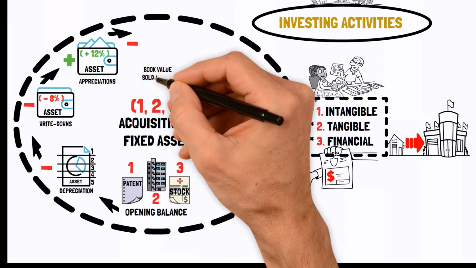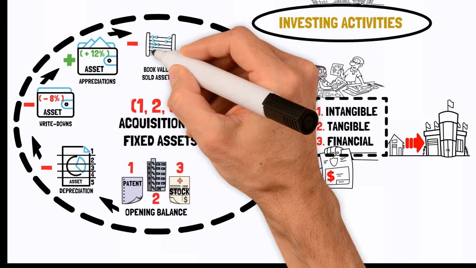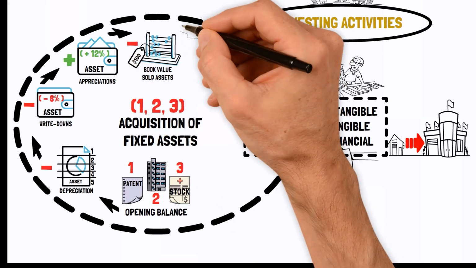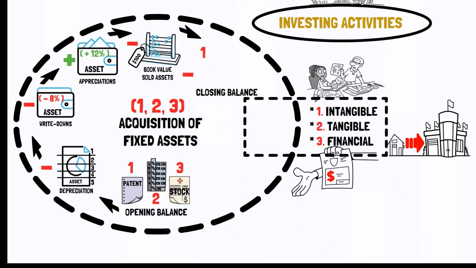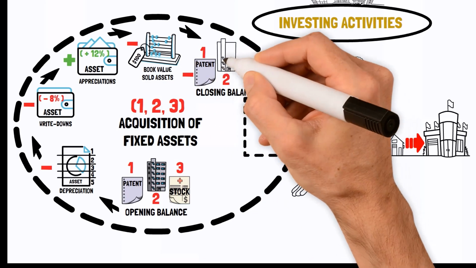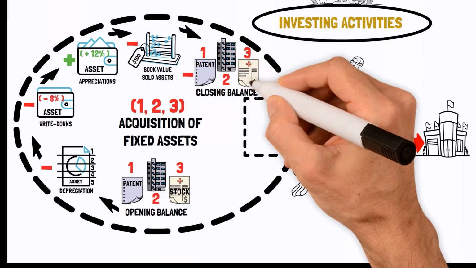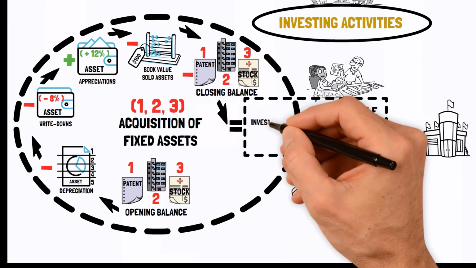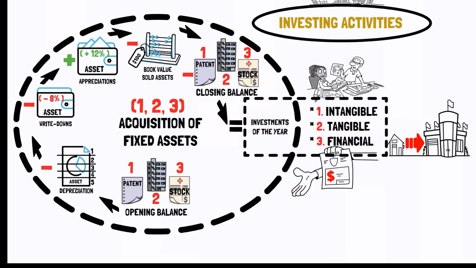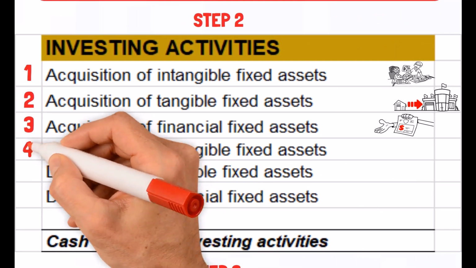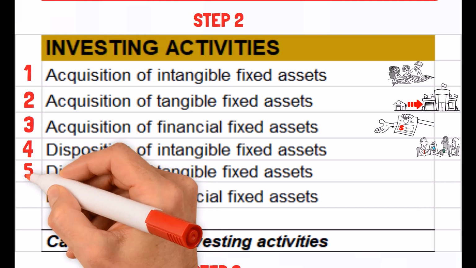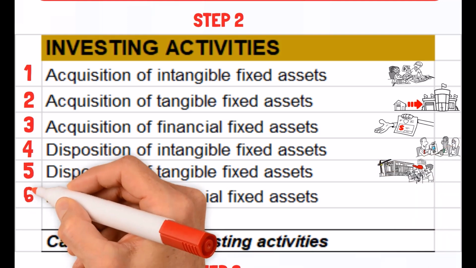Subtract the book value of assets that have been sold. Finally, subtract the closing balance for each fixed asset. What remains is the sum of the year's investment for each asset. The third and last part of the cash flow analysis represents the disposition of fixed assets.